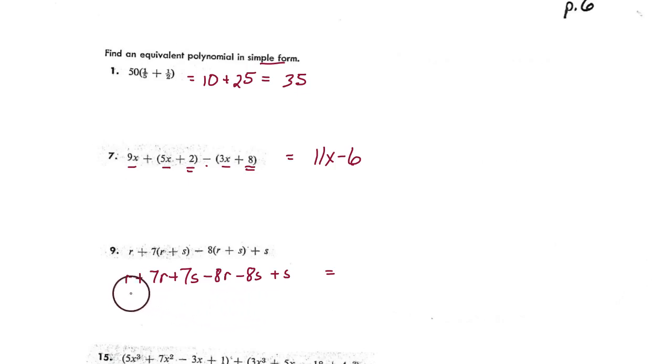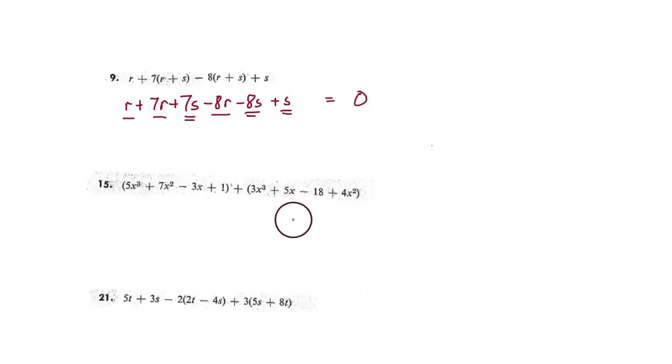Now combine like terms. 1r plus 7r is 8r, and then minus 8r. The r's cancel. Now let's look at s. 7s plus s makes 8s, but then minus 8s cancels. The final answer is 0.